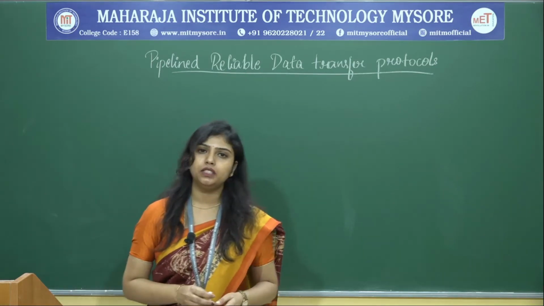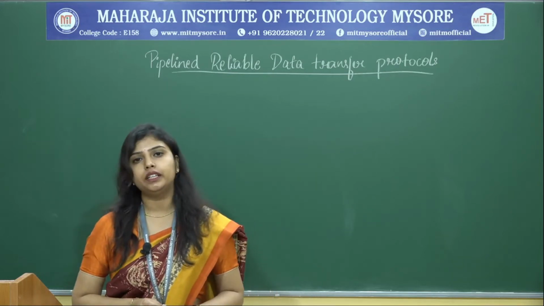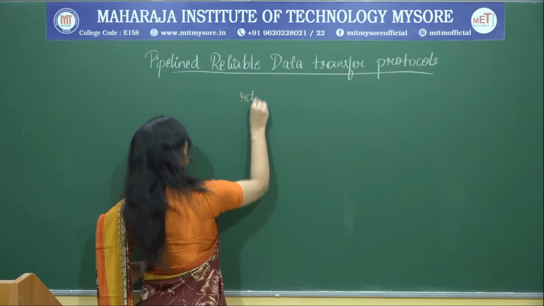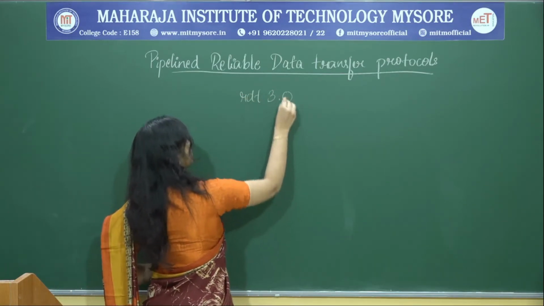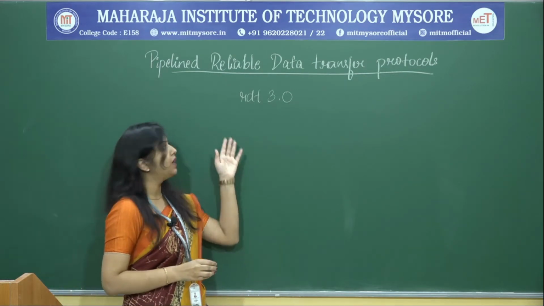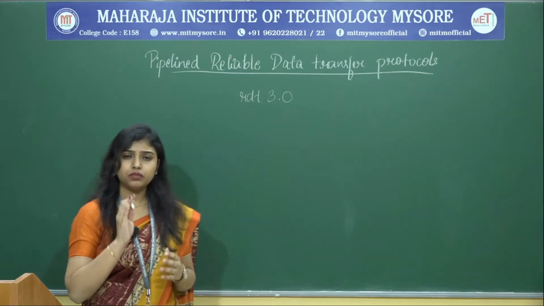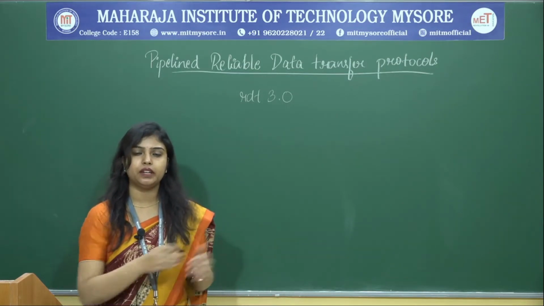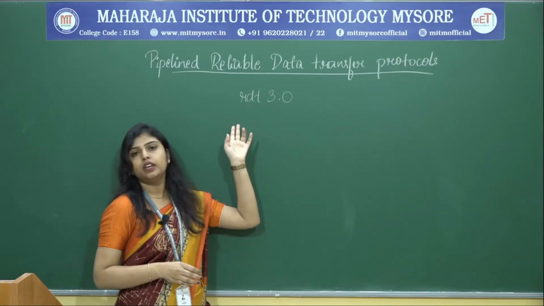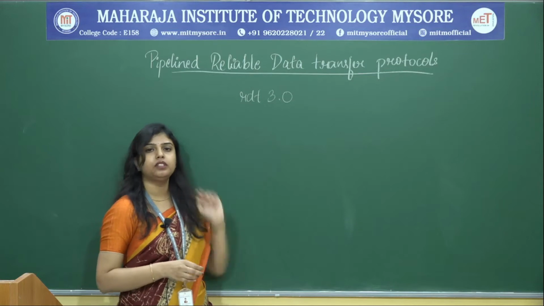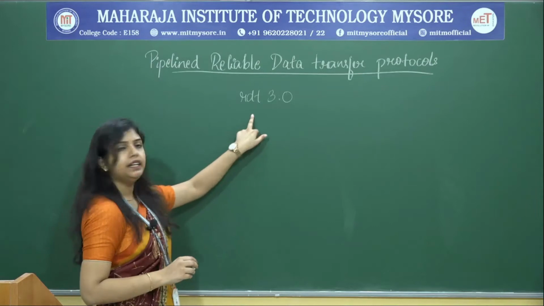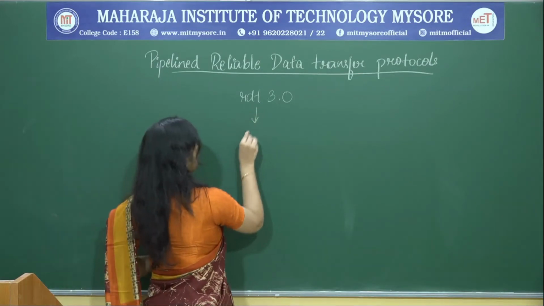If you remember, in the last session we were talking about RDT 3.0. RDT 3.0 supported all kinds of scenarios. It detected errors: if packets got corrupted while transmitting, that was detected and recovered. If a packet got lost, that case was also addressed. But this RDT 3.0 is a stop and wait protocol.